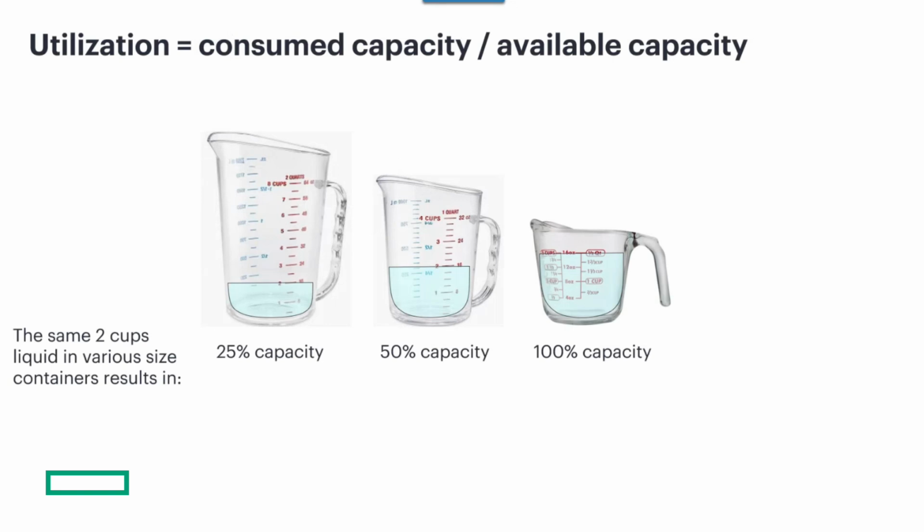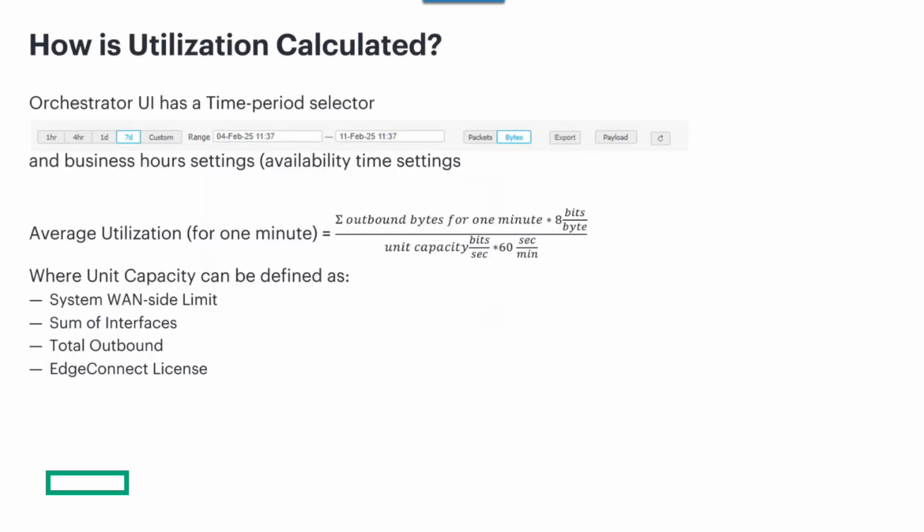I put 2 cups of water in various size containers. I end up with different capacities. 2 cups in a 2-cup container, 100% capacity. 2 cups in a 4-cup container, 50% capacity, etc. Why is that important? Well, the capacity utilization is a ratio of my consumed versus unit capacity. And my unit capacity can be defined as the system WAN side limit, sum of interfaces, total outbound, EdgeConnect licenses.